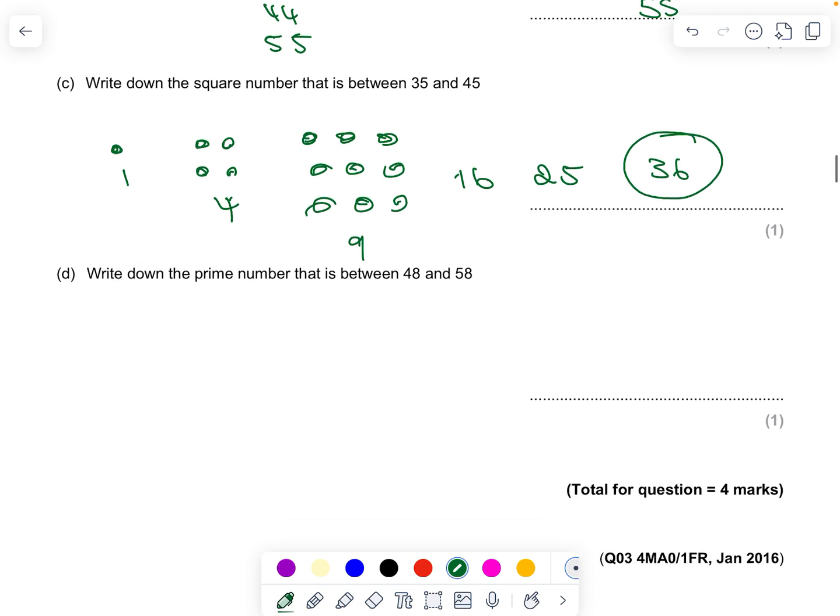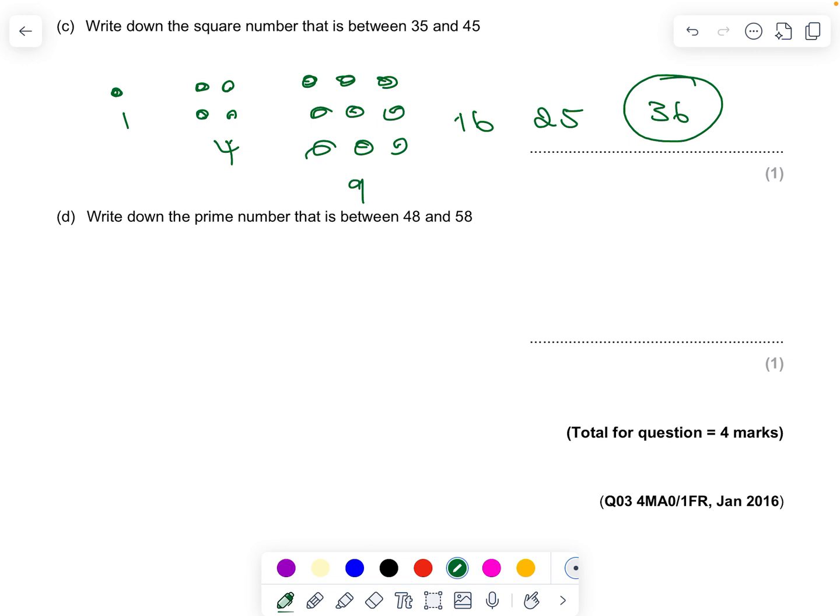All right, write down the prime number that is between 48 and 58. So if you think of all the numbers between 48 and 58: 49, no, because it's 7 times 7. 50, no, because it's divisible by 5 and 10. Then you've got 51, that's divisible by 3 and 17. 52, no, it's an even number, so it's divisible by 2. And 53, so the answer is 53. That's between 48 and 58.